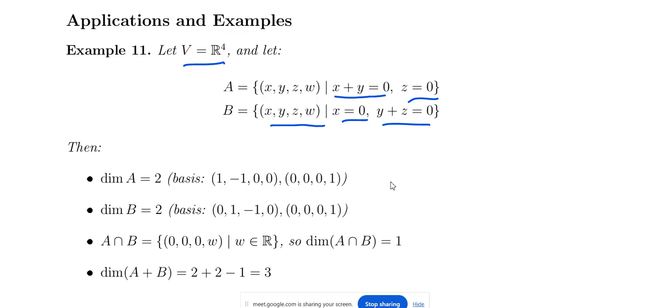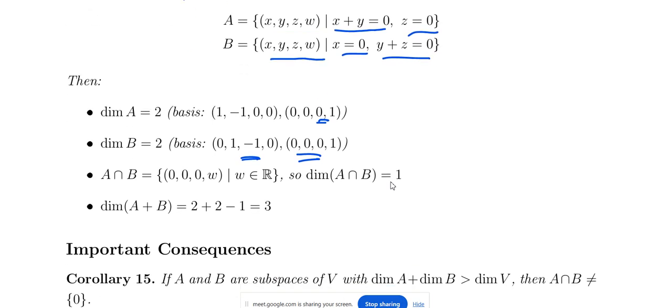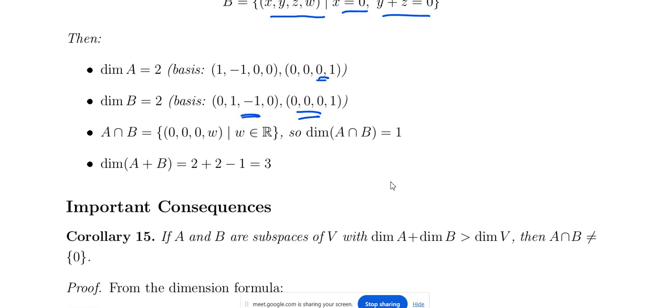The collection of elements with x plus y equal to 0 and z equal to 0. So these two form a basis for this one. And the dimension of B is also equal to 2, with 0, 1, minus 1, that is y plus z equal to 0 and x equal to 0. So these form a basis, and all of them do not vanish, so dimension of B equals 2. The intersection of the two is 0, 0, w, where w belongs to R.